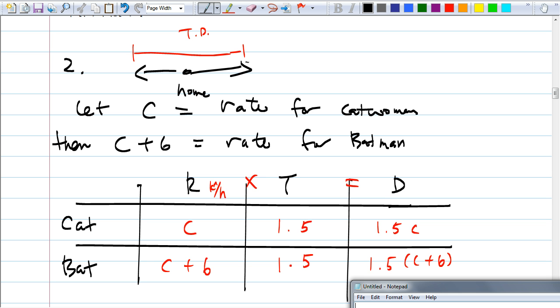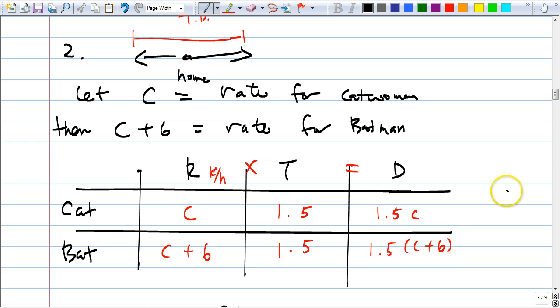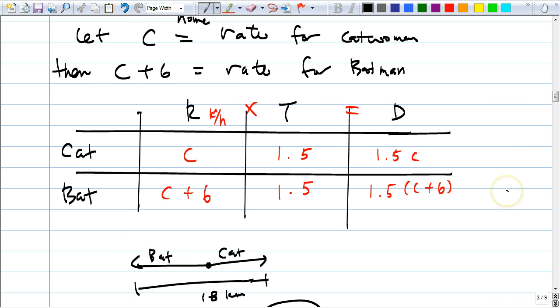So tell me again, what's the equation going to be? 1.5c plus 1.5c plus 6 equals 18. Isn't that how we get it, guys? Look, the distance that Batman went plus the distance that Catwoman went should be 18, right? So you add these distances together. Do you see why this picture is important right here?